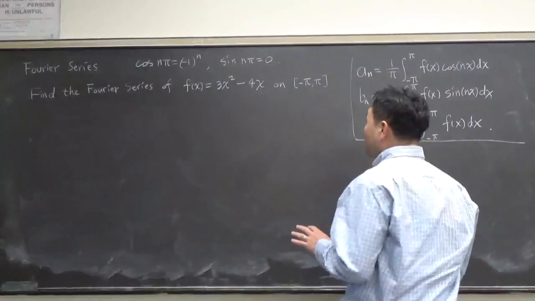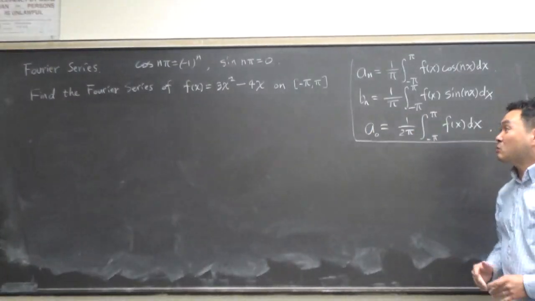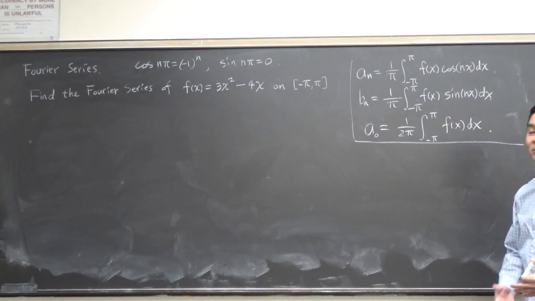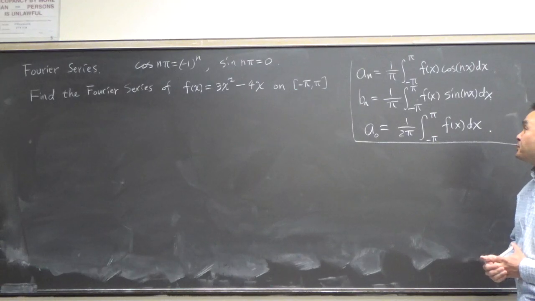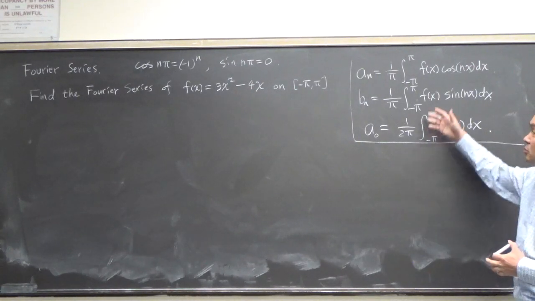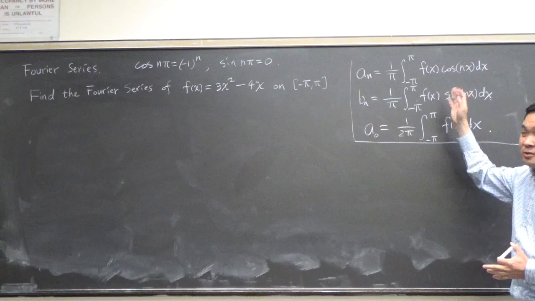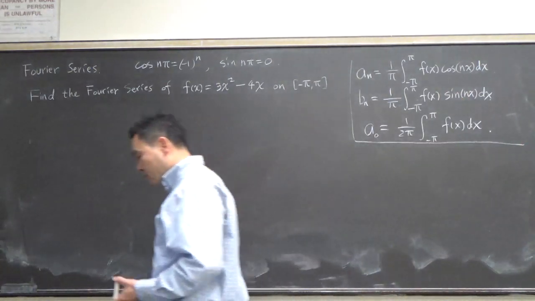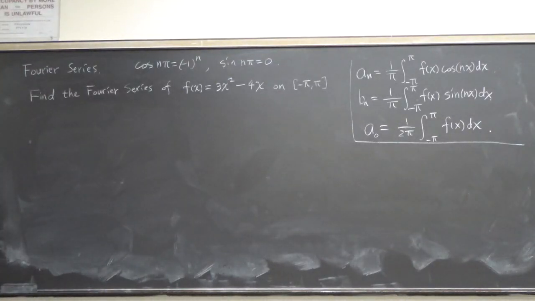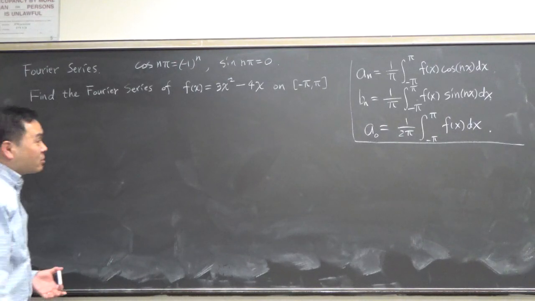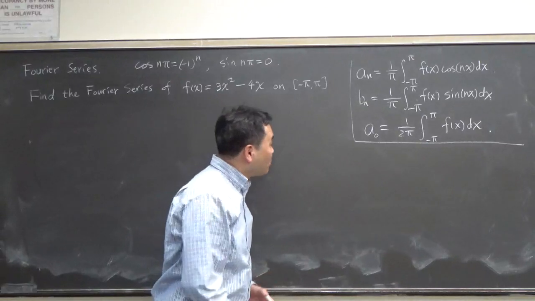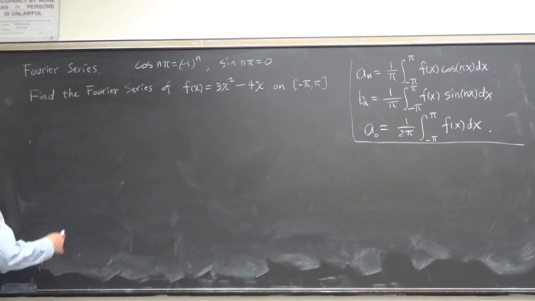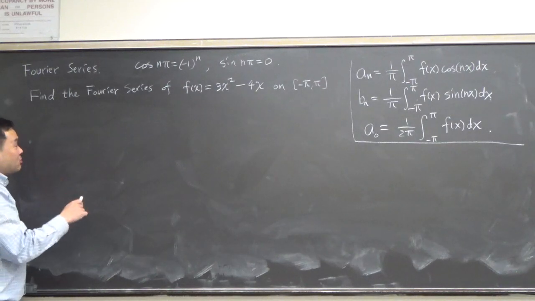Okay, so now here's an example problem. You have 3x squared minus 4x, and you're given this formula, and you have to find the Fourier series of this function. Now, before I go on, I wonder if you know the integration formula for even and odd functions.